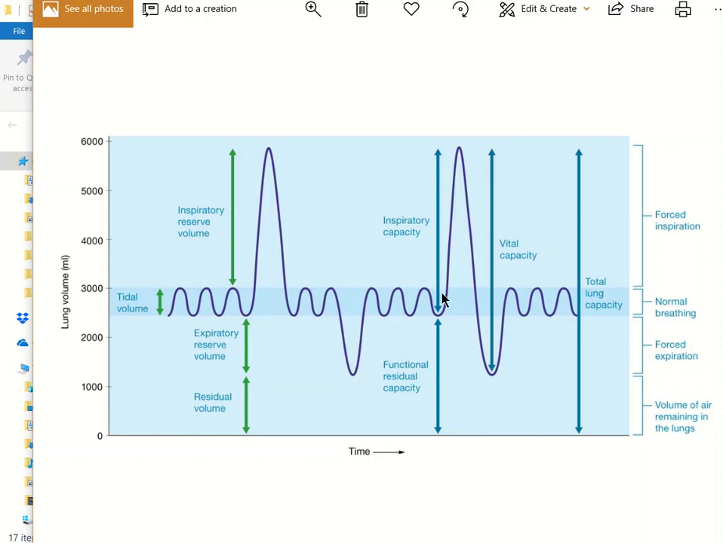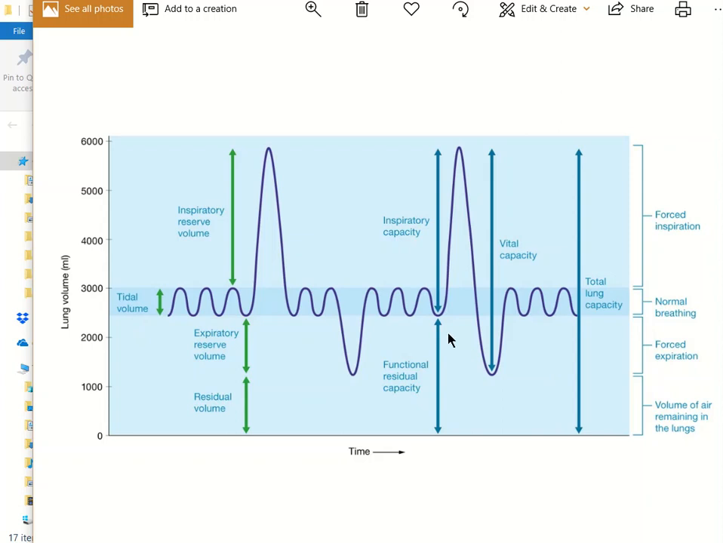So our inspiratory capacity makes perfect sense because the inspiratory capacity represents our total ability to inspire. So if that's the total lung change in inspiring, well, you have to account for the change in the tidal volume, right? Because that's our quiet inspiration, and the change for forceful inspiration. So that's why IC, inspiratory capacity, equals IRV plus TV.